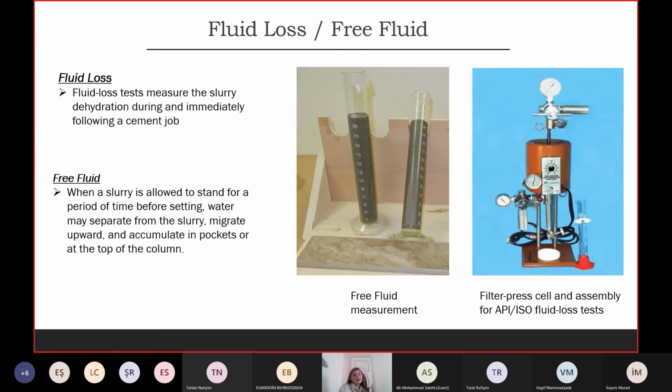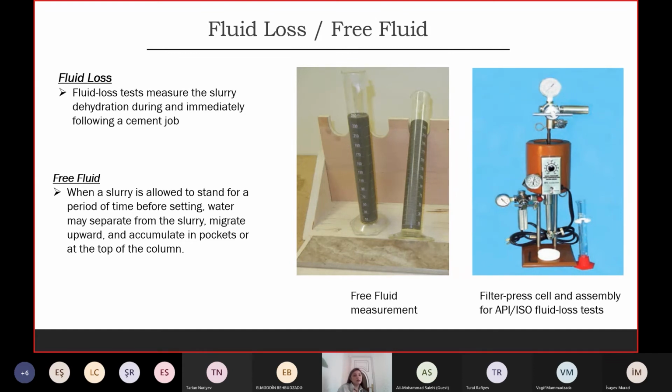It doesn't help you at all. Okay, if you have more free fluid, don't confuse free fluid and fluid loss. Whenever people start to learn cementing, they always confuse these two parameters.